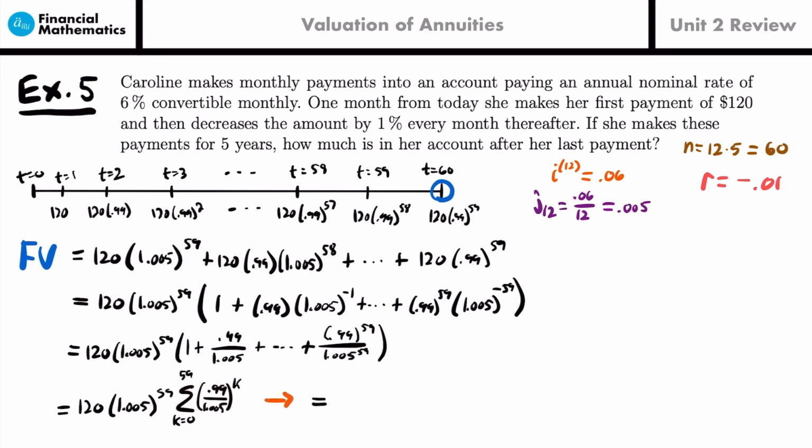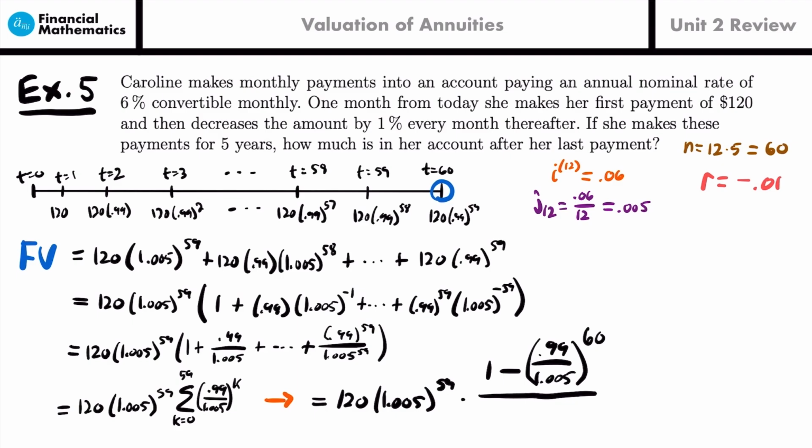This will all be equal to 120 times 1.005 to the power of 59 times 1 minus the expression inside a geometric series that's being raised to a power. So we'll have 0.99 divided by 1.005, and that will be raised to the power of the upper limit, which is 59, plus 1. So that would be 60. And then you're dividing by 1 minus that same expression, but not to the power of 60, just to the power of 1. So you have 0.99 divided by 1.005.